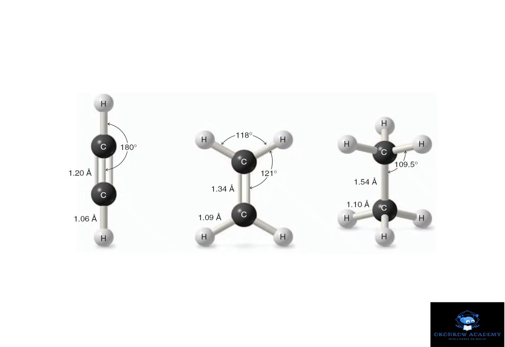And then sp, two sigma bonds plus two pi bonds. Linear geometry, 180 degree angles, seen in alkynes. These three geometries define the shape of virtually every organic molecule you encounter.